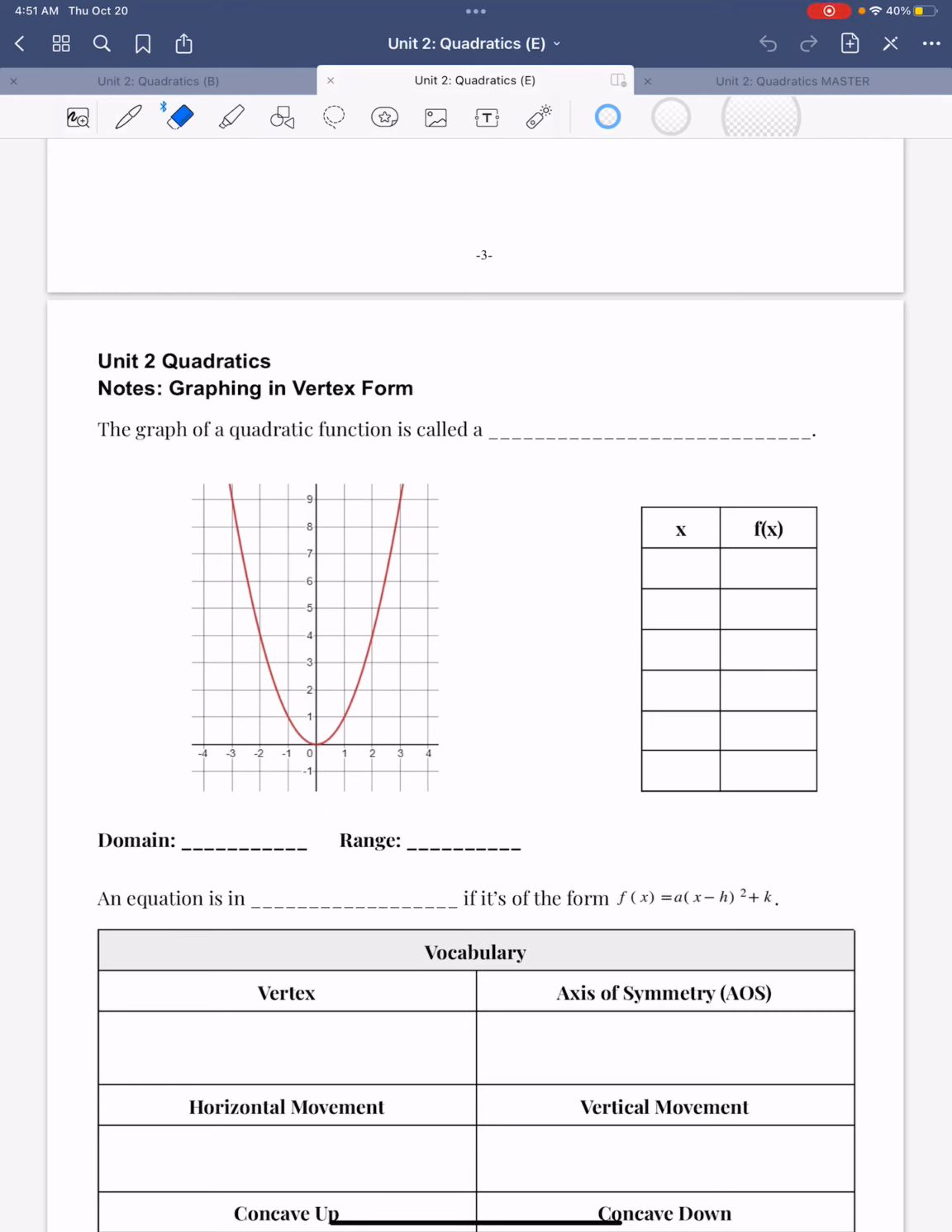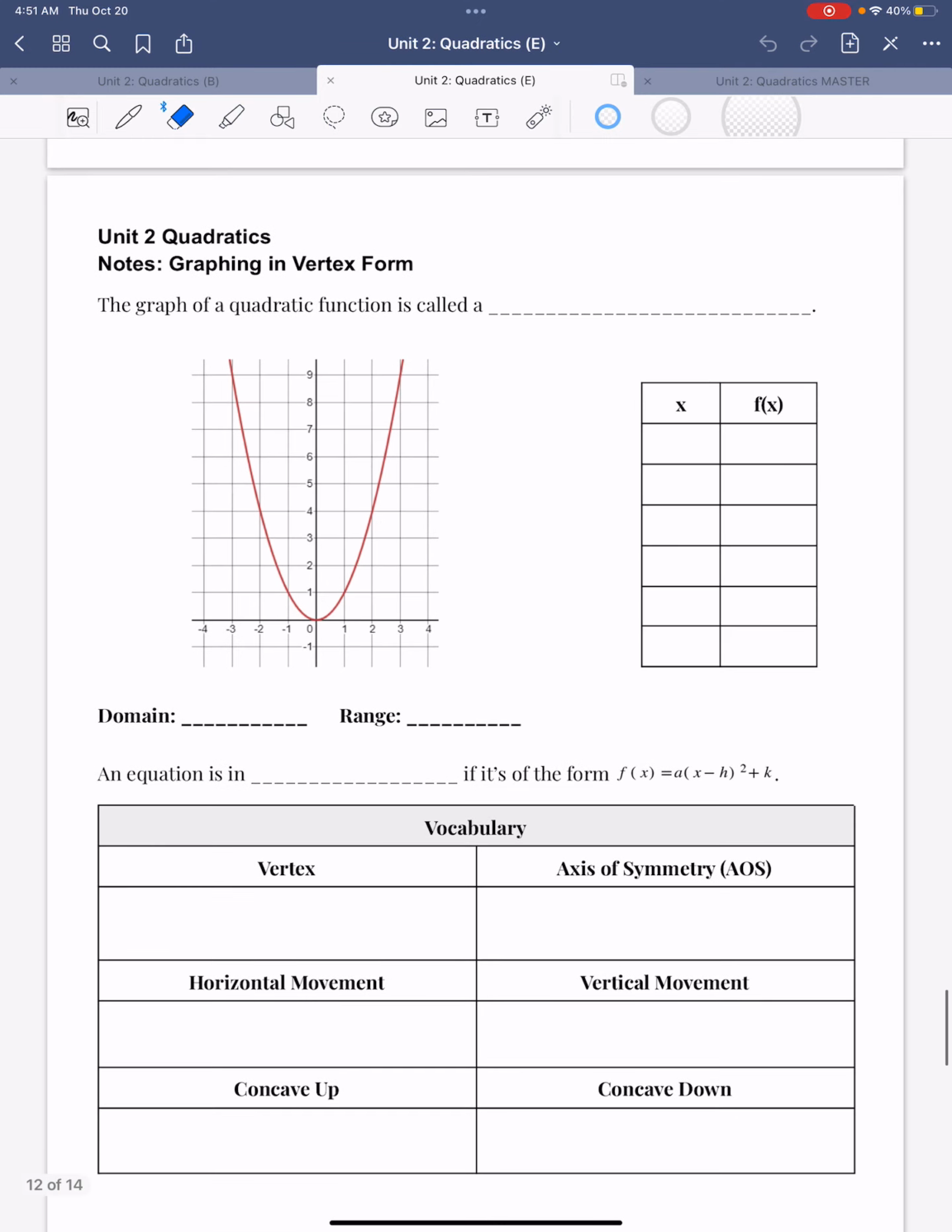All right, today we are going to look at vertex form. So hopefully you've had a lot of good practice working with multiplying binomials, and you've had your worksheet checked off by Mr. Clay. Now what we're going to do is kind of intro what we're going to be doing next class, which is graphing parabolas or quadratic functions in vertex form.